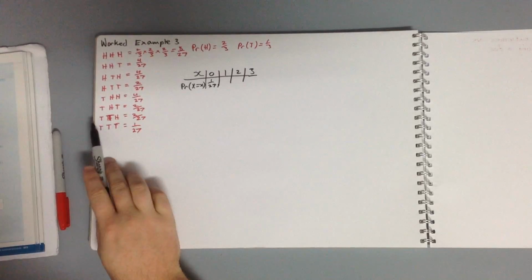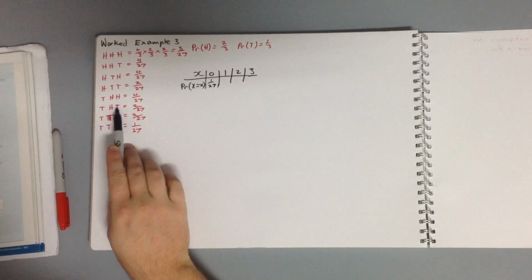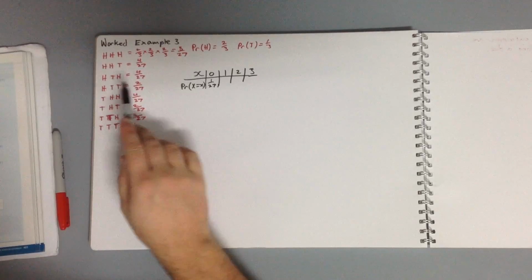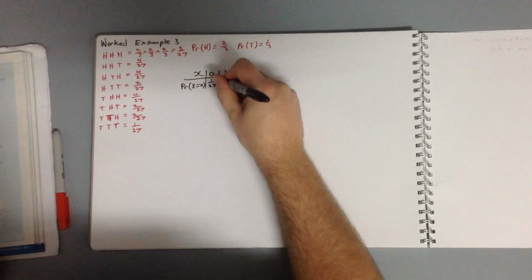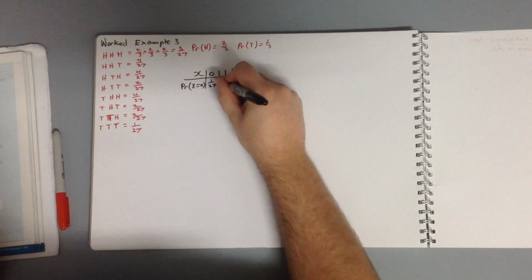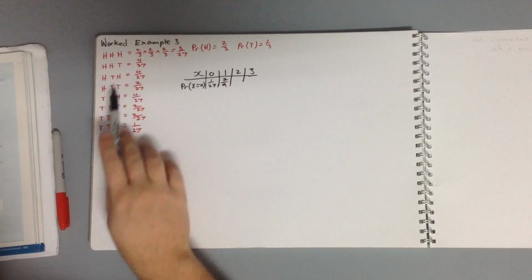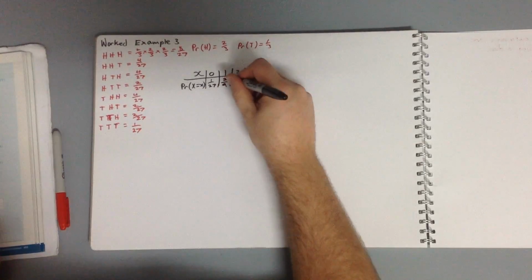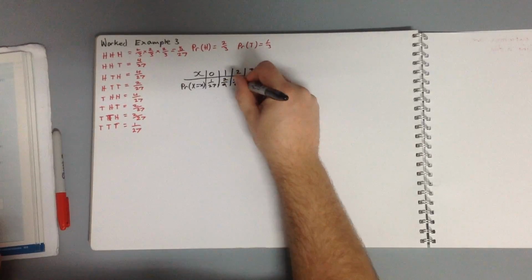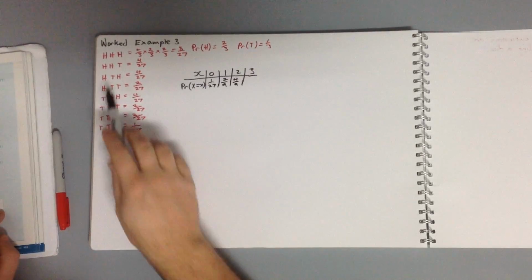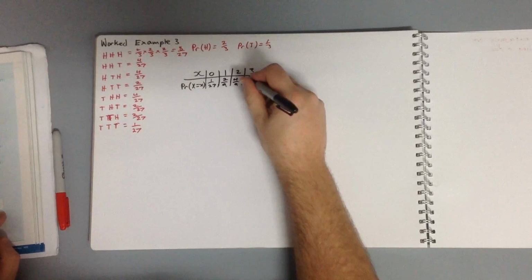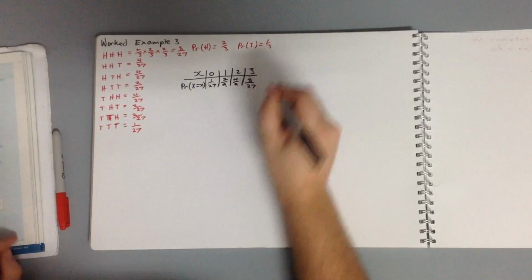Getting 1 head, well that's our tail, tail, head, or tail, head, tail, or head, tail, tail. So we add those together, and we simplify our fraction to 2 on 9 when we do that. Our 2 heads, well that'll be this one, and this one. Add them together, we get 4 ninths. And getting our 3 heads is our one up here, which is our 8 on 27.